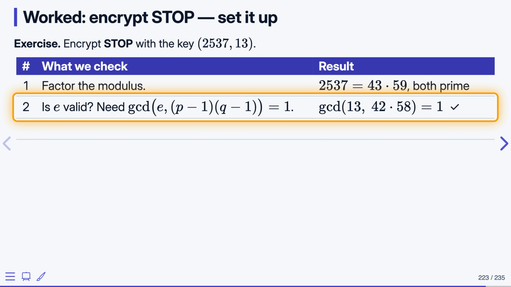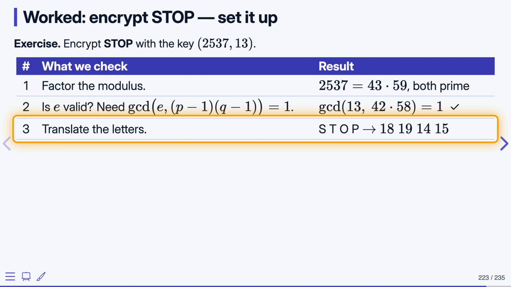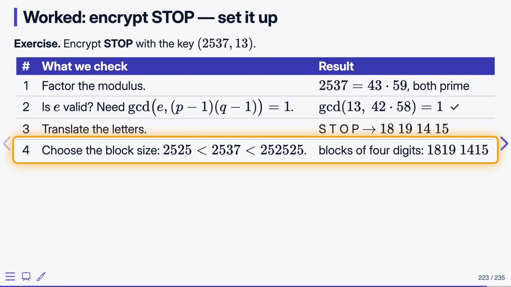Step 2. Check the exponent is valid. We need the greatest common divisor of 13 with 42 times 58 to be 1. It is. Step 3. Translate the letters. S is 18, T is 19, O is 14, P is 15. Step 4. Choose the block size. 2525 is below the modulus, but 252525 is above it. So we use blocks of 4 digits, 1819 and 1415.